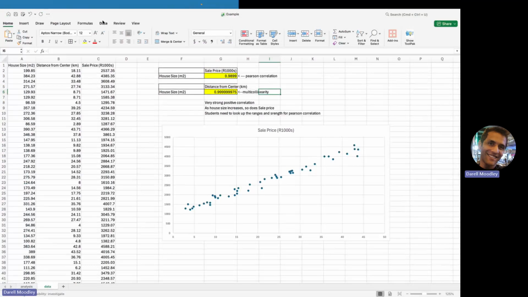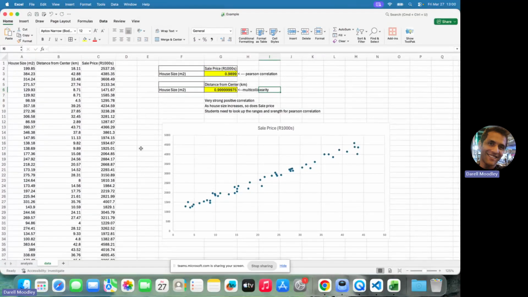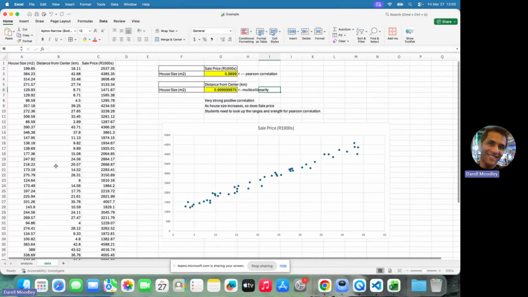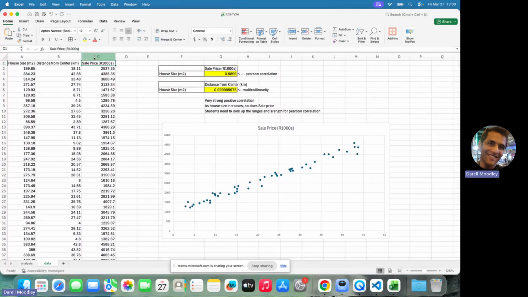Okay, I think it should be fine. So in my data set, my dependent variable, or the target variable, is the sale price of a house. And the variables that I'm using to predict it are the size of the house in square meters and the distance from the city center.